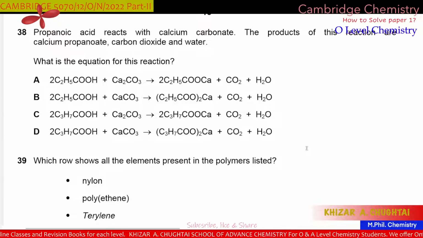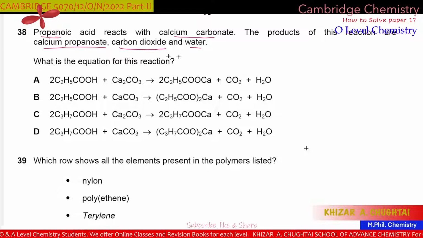Question number 38. Propanoic acid reacts with calcium carbonate. The products of this reaction are calcium propanoate, carbon dioxide and water. What is the equation for this reaction? Propanoic acid has the formula C3H6O2. 3 carbon, 6 hydrogen and 2 oxygen should be there. Let me check in these options.